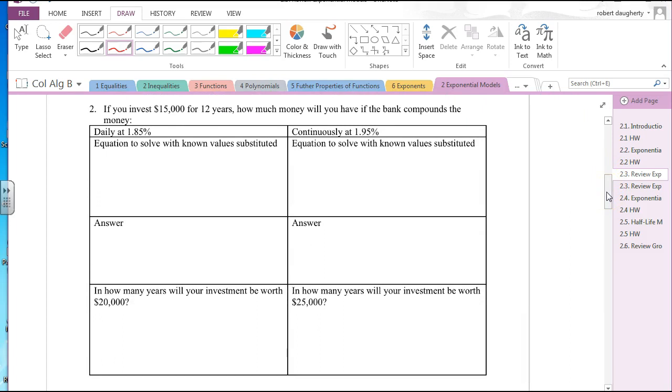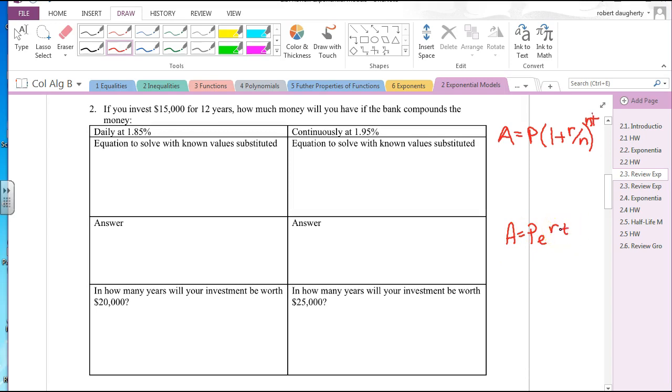So if I had 15,000 for 12 years, how much money would you have if I compound the money daily or continuously? So again, I'm just going to take advantage of writing these formulas as many times as I can, just so that I know what they are. So I'm going to use this for the first scenario, compounded daily, and the second scenario, I'll be using A equals P e to the RT.